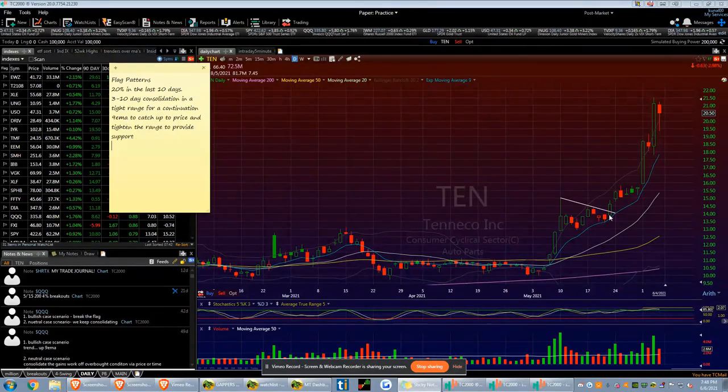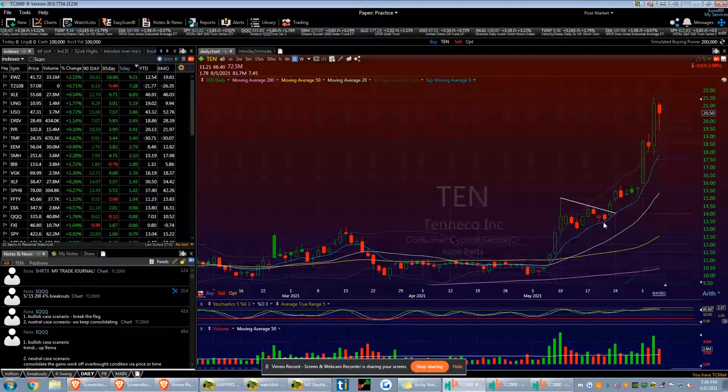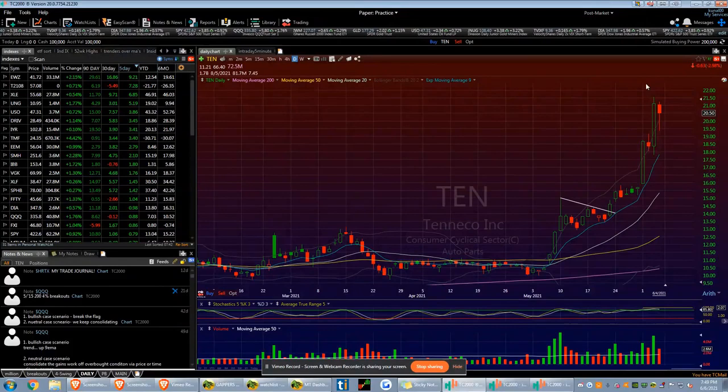Once the flag is formed and you get that tight consolidation, where the top end of the range you've tested multiple times and that 9-day moving average is snuggled right up under it, when the range breaks you're going to put your stop loss right under the 9 EMA. So you've got a very, very low risk trade for a potential big move.